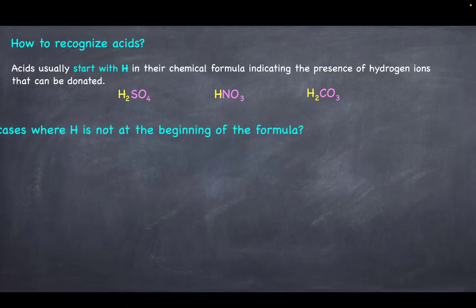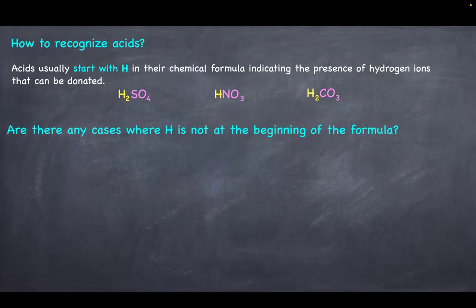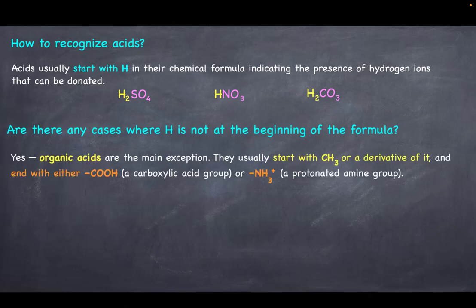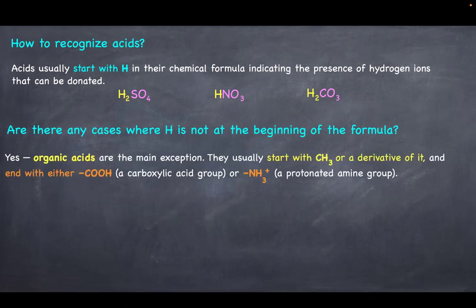However, there are cases where the H is not necessarily at the beginning of the compound. How do we decide on that? That's going to be the case for the organic acids. Organic acids are the ones whose H normally comes towards the end. It's the last H. So usually they end with COOH, or they are like NH3 plus or something similar to that. So they're like a positive ion of nitrogen, basically. It's a protonated amino group.